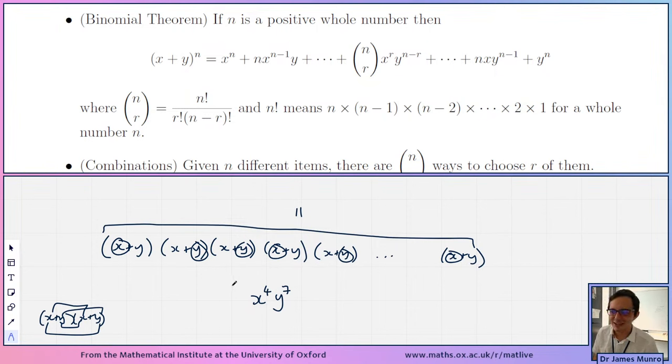What I mean is that the coefficient out here is 11 choose 4. What I want is to choose exactly 4 of the brackets and pick the x from those ones. And if I do that, pick this x, this one and this one, say, then I'll get a term that looks like x to the 4, y to the 7. And there are lots of ways to do that because there are lots of brackets I could pick where I take the x to the 4.